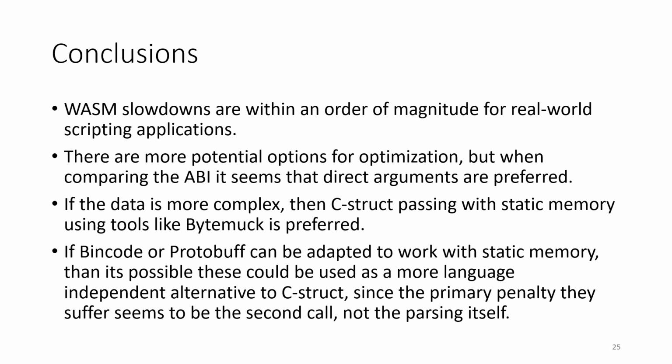There are more potential options to explore for optimization for larger pieces of data, or to try different memory allocation techniques, or try the experimental WebAssembly reference types. However, when it comes to these simple data passing ABIs, the pair direct arguments is obviously preferred, and is actually used within each of the other ABIs we tested. Failing that, for more complex data, you would want to use a C struct, passing a static memory using tools like Bytemuck or the equivalent in your programming language.